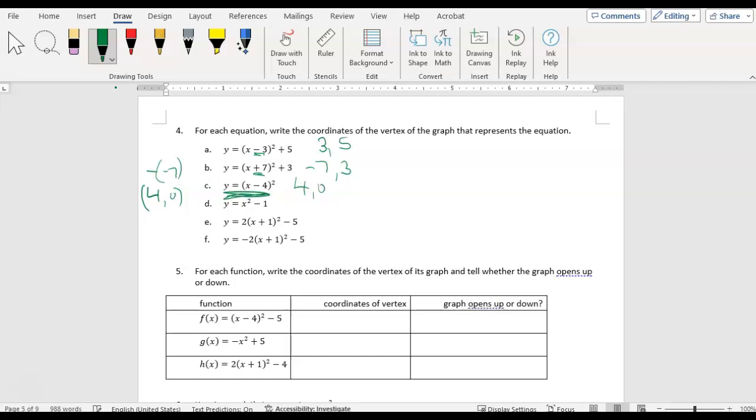All right, here, this is again the same as x plus 0 or x minus 0 squared minus 1, which means my vertex is (0, -1). All right, now this you're doing the same thing, you just have a coefficient, and that coefficient merely tells us how wide or how narrow the graph is. So you can still find your vertex the same way. So for E and F, I want you to find the vertex yourself.